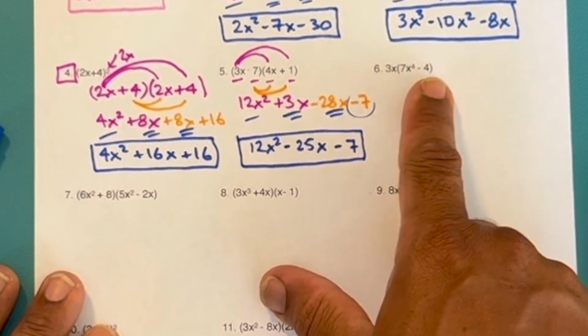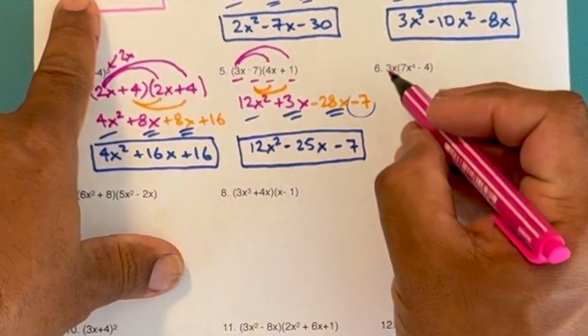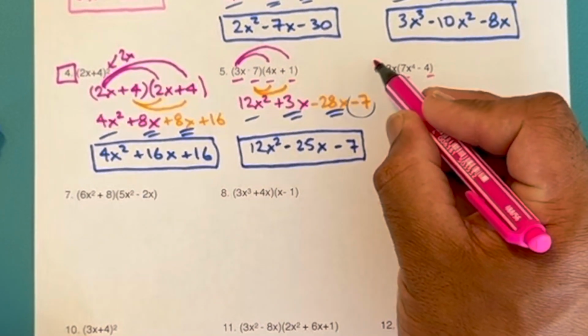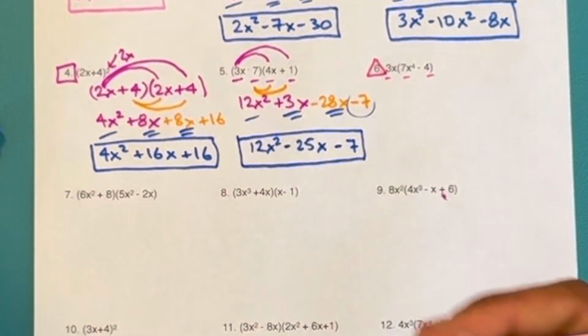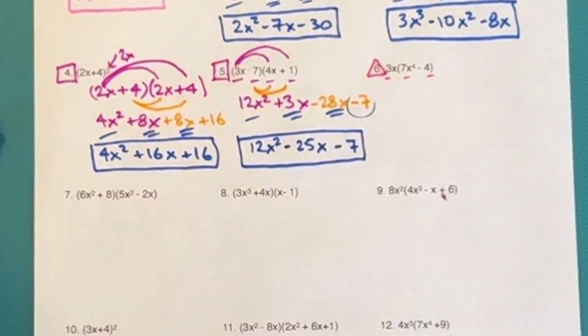This one has 1, 2, 3 parts, so it's like our first one. 1, 2, 3 terms, using a triangle to represent those. And I realized I forgot my square in this one. Take that one for granted.